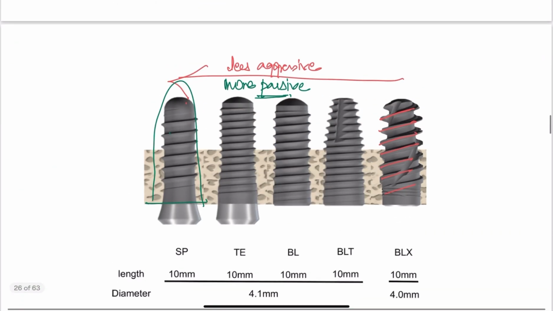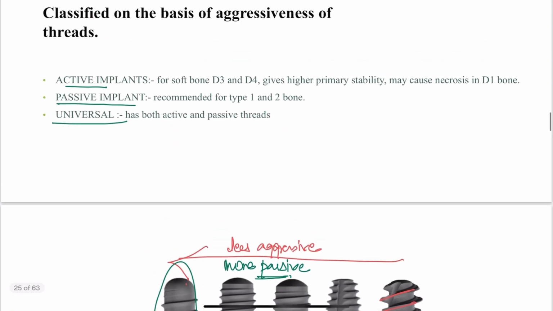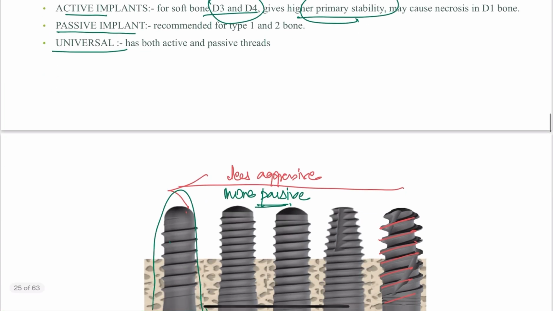So what is the significance of these threads? We have seen the active implants, they are placed in D3 D4 bone, and it gives higher primary stability. Primary stability is the frictional stability. When you place an implant, immediately it is not going to osseointegrate. So you get a particular stability which is a mechanical stability, that is called the primary stability. That is the main advantage of active implants.